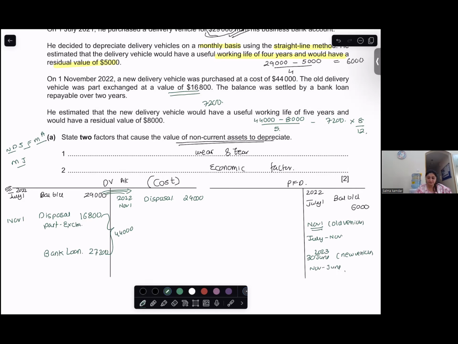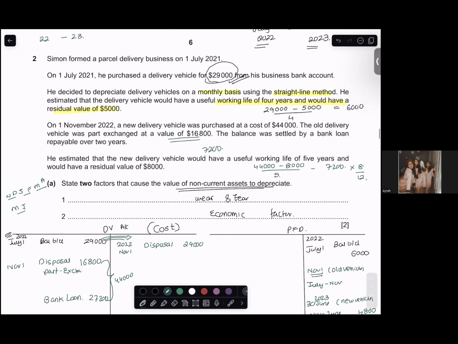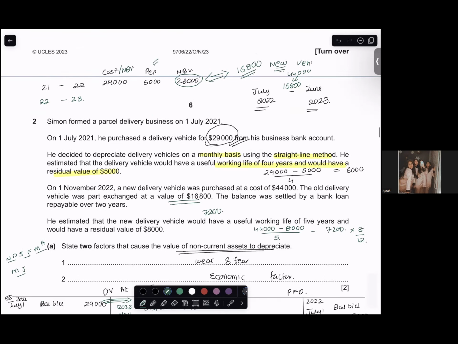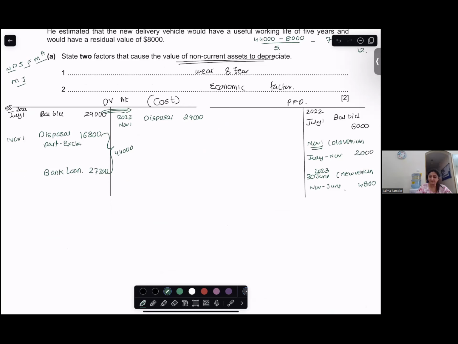But the old vehicle we sold, right? When did you sell it? I sold it on 1st November. So till that date, depreciation also we're supposed to have. Your old vehicle depreciation per year is 6,000, and you used it from July, August, September, October, 4 months. So 6,000 into 4 divided by 12. So 2,000 is for your old vehicle and 4,800 is for your new vehicle.